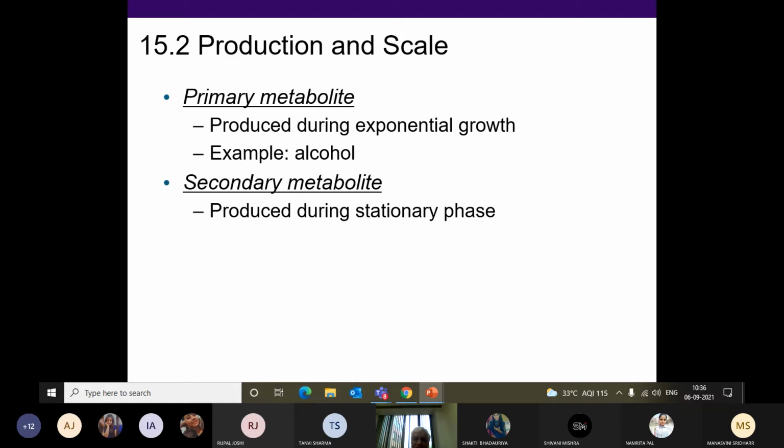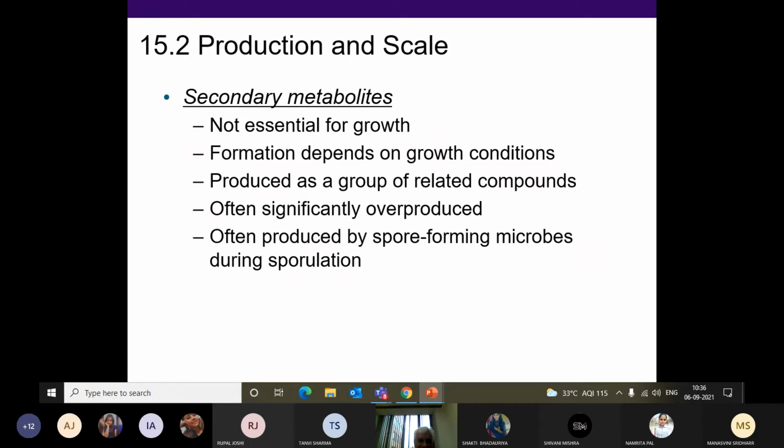Now the organism has grown to the extent it has finished off all the nutrients which we have provided. Nutrient is the carbon and nitrogen source we have provided in our media, correct? So that's what it is. Now secondary metabolites are not essential for growth. You understood, I think we told, because it is produced almost at the end of it, correct? Formation depends on growth condition, produced as a group of related compounds. They are almost related compounds.